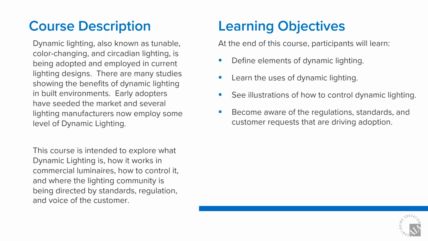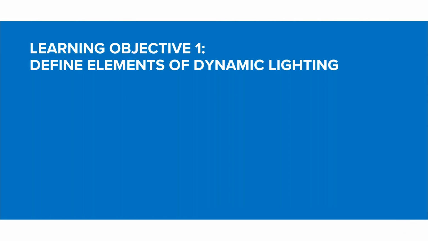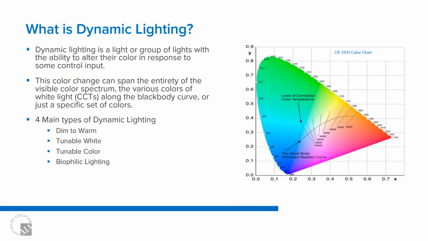We have 4 learning objectives that we'll be covering today. At the end of the course, participants will be able to define elements of dynamic lighting. Participants will learn the uses of dynamic lighting. Participants will see illustrations of how to control dynamic lighting, and you'll become aware of regulations, standards, and customer requests that are driving adoption. So let's dive into the first learning objective, define elements of dynamic lighting.